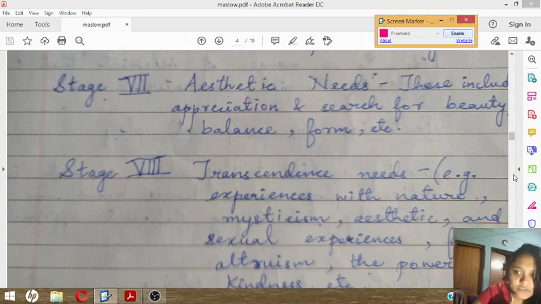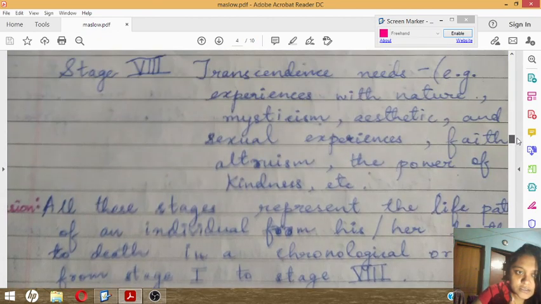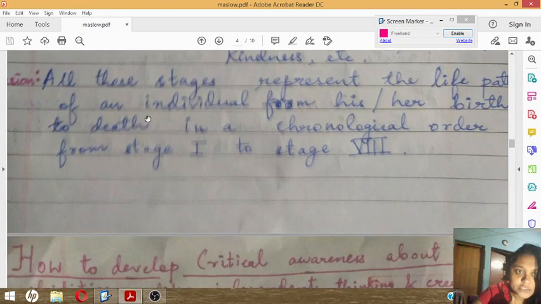In conclusion, all these stages represent the life pattern of an individual from birth to death in chronological order. Consecutive means chronological order. If stage 1 is fulfilled, then he moves on to the next stage, then stage 3, then stage 4, then stage 5, in this way. This is the chronological order from birth to death that a human being follows, from stage 1 to stage 8.